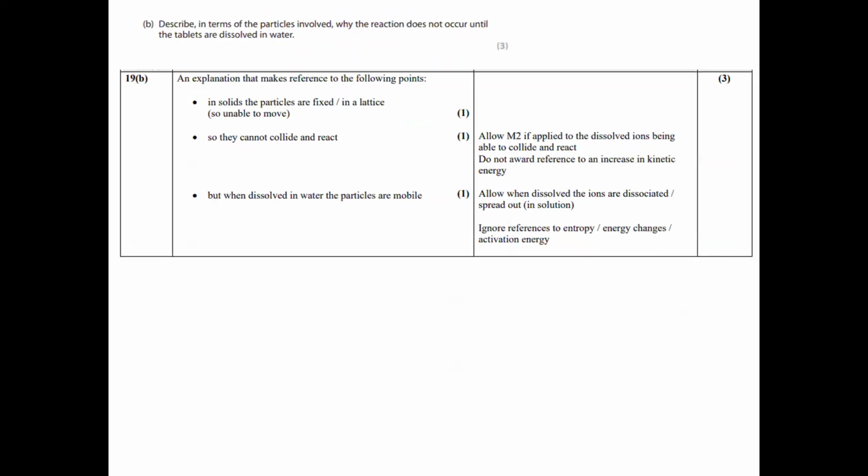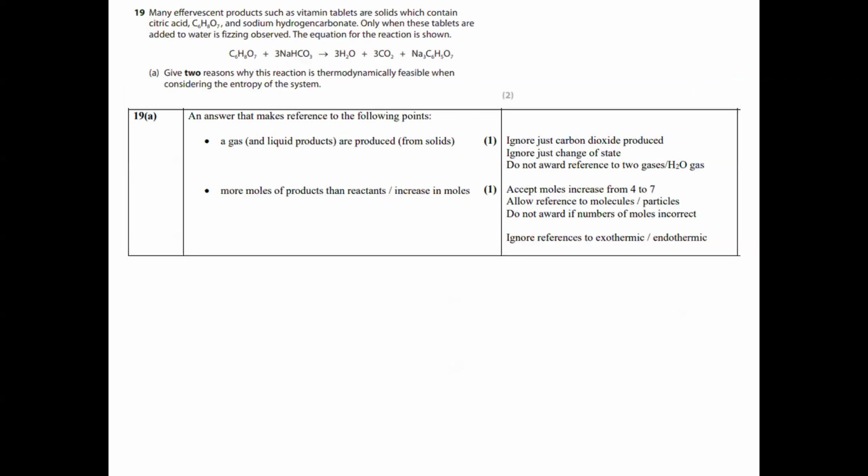Part B. Describe in terms of particles involved why the reaction does not occur until the tablets are dissolved in water. So you can see both these are solid particles. Actually, for a reaction to take place, particles should collide with each other. When they are solid, we know that particles are in a fixed position. They can only vibrate. So if you take two solids, they are in fixed position, they can only vibrate. So the reaction between them is minimal. But when you dissolve them in water, particles will be able to move here and there.